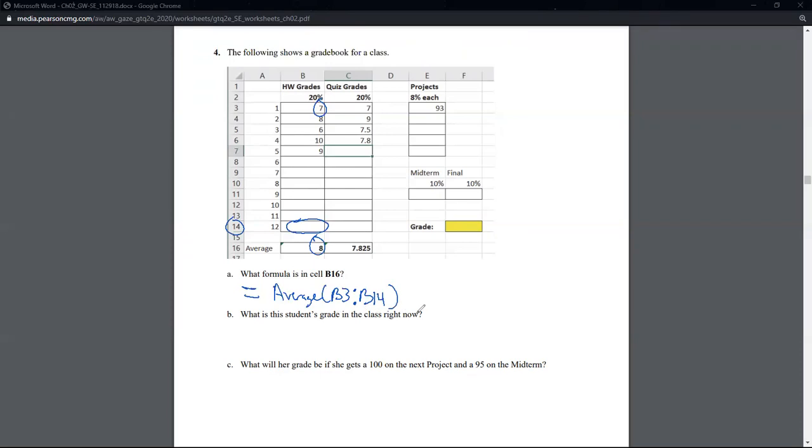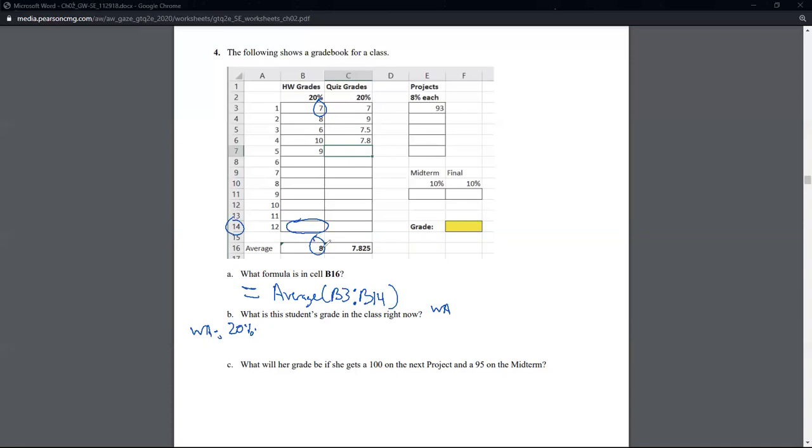What is the student's grade in the class right now? So this is where we switch to our weighted average. Remember, going across a single category is just add them up and divide by the number of them. When you're going across separate categories like now, it's a weighted average. So our weighted average will be, well, let's do the homeworks first. So the homeworks count as 20%, so 20% times the homework grade. Now you don't have to do anything with the 7, 8, 6, 10, and 9. Excel already did it for you.